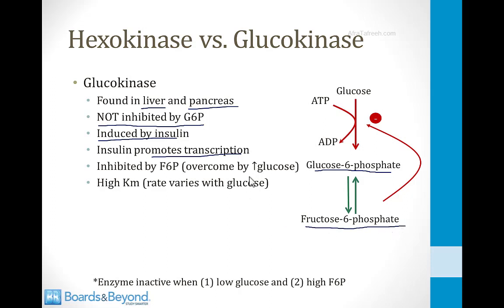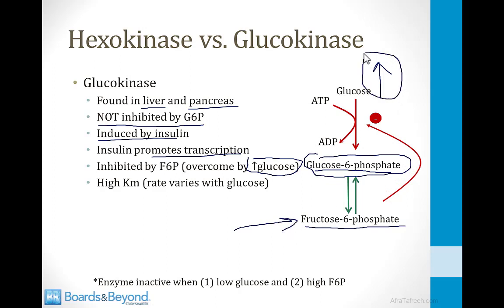This inhibition, however, can be overcome by high levels of glucose, and let's talk about the implications of that. This means that anytime the glucose level is high, glucokinase will be taking up glucose into the liver and converting it into glucose 6-phosphate. It doesn't matter what the level of fructose 6-phosphate is. If glucose levels are high, the liver will take up glucose. And that's because you want the liver to take up glucose anytime blood sugar levels are high so that it can store it as glycogen for later use.